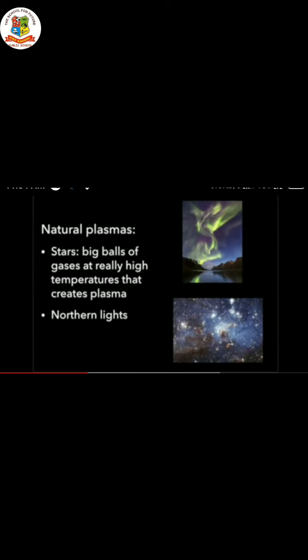So what are natural plasmas? Tube lights and neon signs are man-made plasma examples, but the natural examples of plasma are stars, big balls of gas at really high temperatures that create plasma. It means they show light. Northern lights are also nothing but natural plasmas.